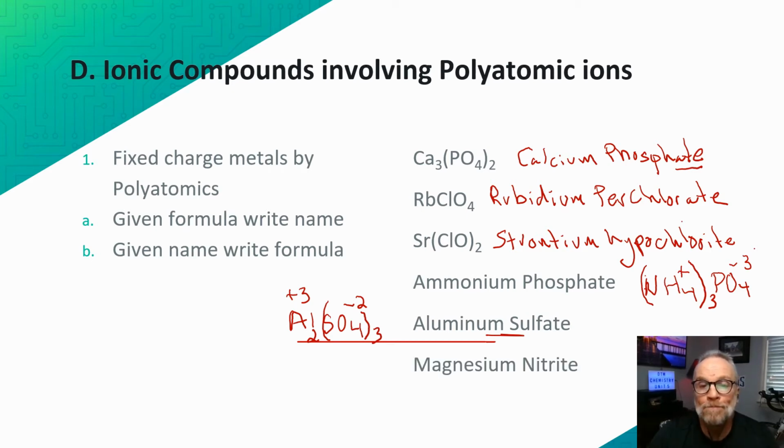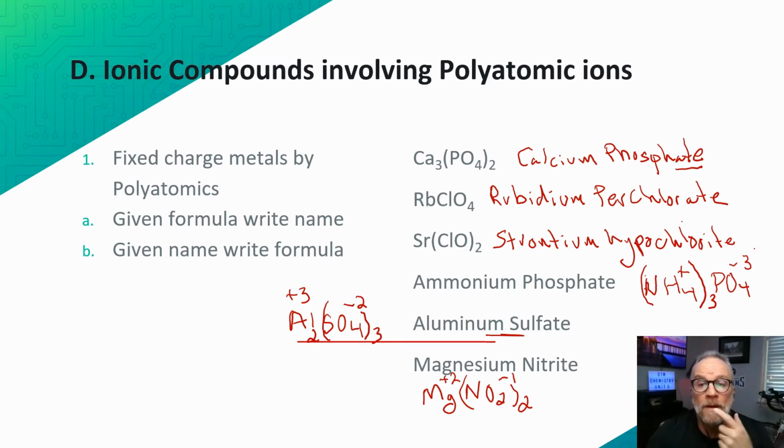And then magnesium nitrite. Okay, so magnesium is Mg, nitrite is NO2, -1. Magnesium's a +2, so you crisscross those and you come up with Mg(NO2)2.